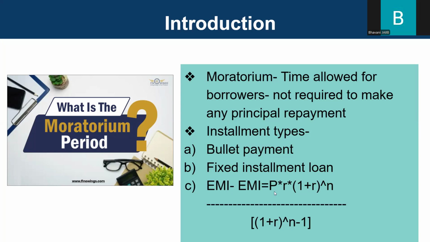EMI is equal to P into R into 1 plus R to the power of N by 1 plus R to the power of N minus 1, where P will be the principal amount, that is the loan amount, R is the rate of interest, and N will be the tenure, that is the period. We will be calculating this EMI, and this EMI will be advised to the customer before disbursing the loan.